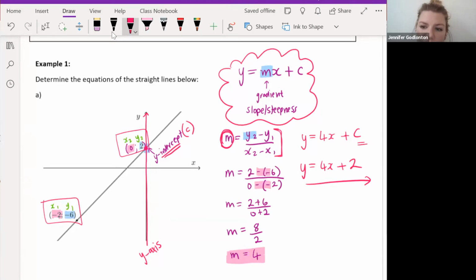Once you have found your gradient, that's our m value over there. So that was the 4x. And then our c value is going to be our y-intercept. We're just going to take whatever number was our y-intercept. If you'd like a photo of this, you're welcome to take one.